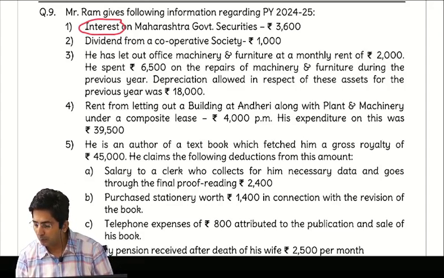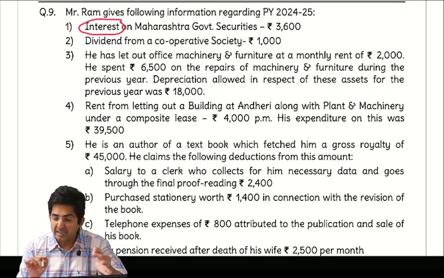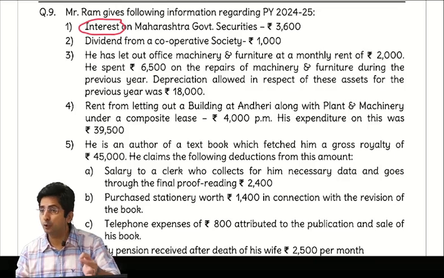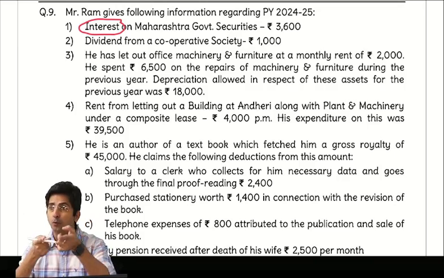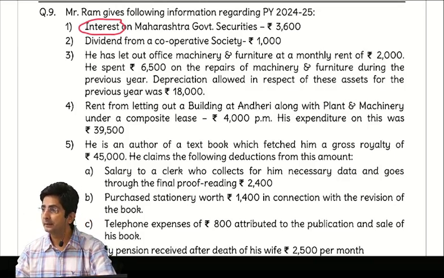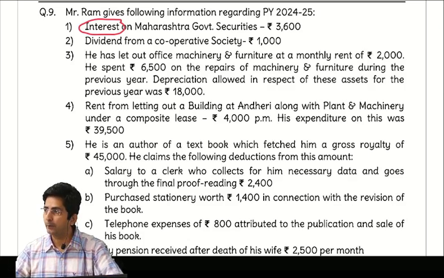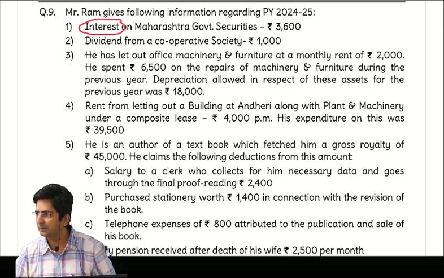Then he has let out machinery and furniture on a monthly rent. Tell me, what is this? Is this composite rent? No. Composite means building plus other asset. There should be a combination of building, a structure of 4 walls and a roof, plus other asset. Then it becomes a cocktail, composite rent. But if you find only other assets other than building, then it is a rent of other assets. Doesn't make any difference. Rent will be taxable only.